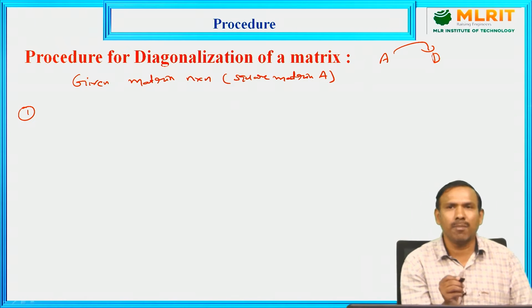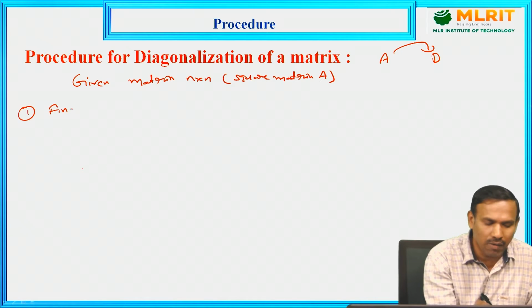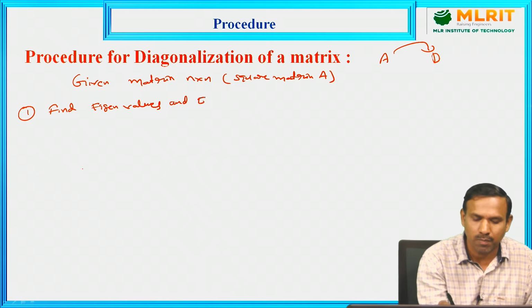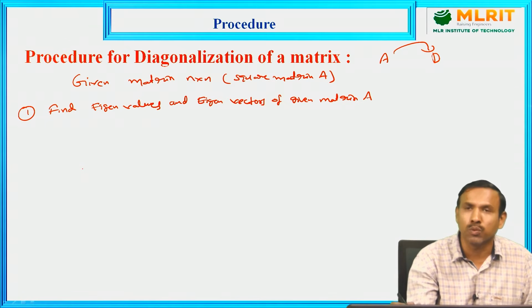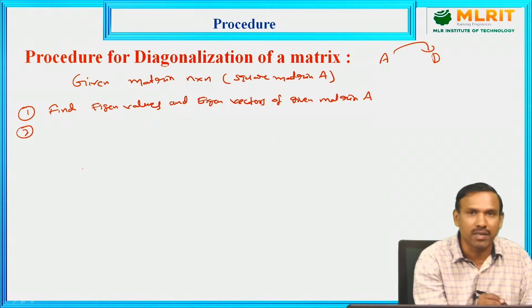Now, for the given matrix, we need to find eigenvalues and eigenvectors. In the previous lectures, we have clearly discussed how to find the eigenvalues and eigenvectors of a given matrix. So, our first step, our first task, is to find the eigenvalues and eigenvectors of the given matrix. Whether it is a 2 by 2 or 3 by 3 matrix, we are finding the eigenvalues and corresponding eigenvectors. We know very well how to find them, right.